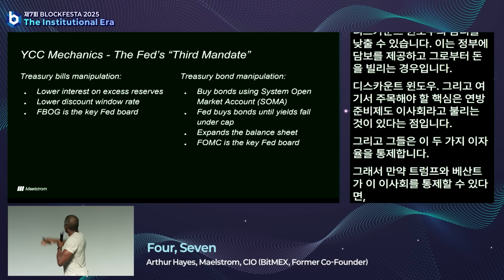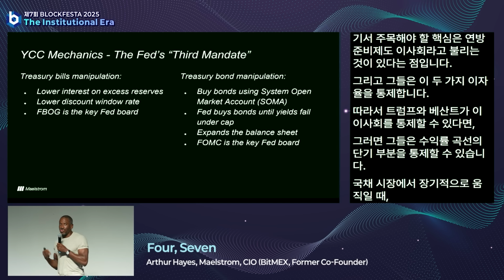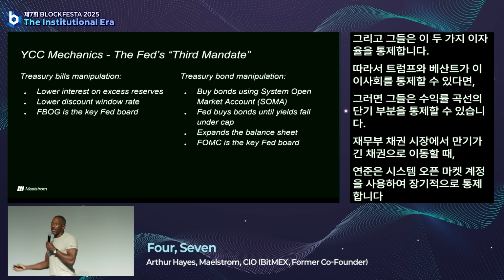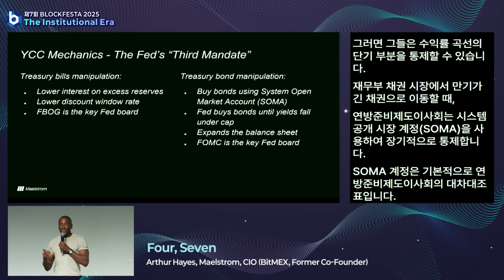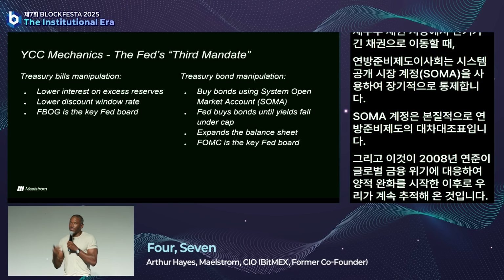yield curve. When you move out to the long end on the Treasury bond market, the Fed controls the long end using the System Open Market Account, the SOMA account. This is essentially the Fed's balance sheet. And this is what we've been tracking ever since 2008, when the Fed started quantitative easing in response to the global financial crisis.